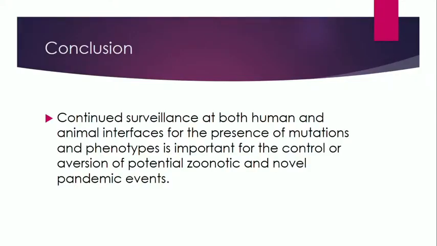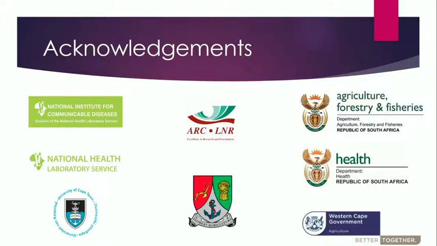So, in conclusion, continued surveillance at not only the human but also animal interfaces for the presence of mutations and phenotypes is important for both the control and aversion of potential zoonotic and novel pandemic events. And that's me. Thank you.